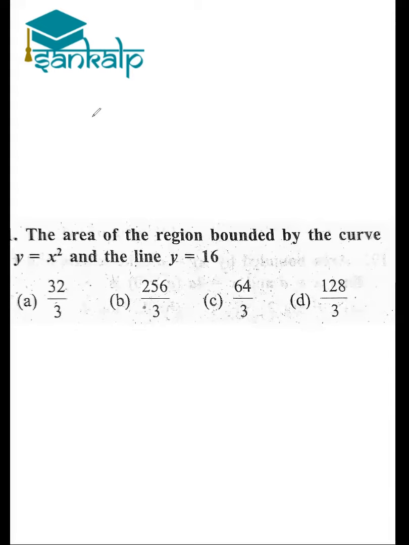So here we have x-axis, y-axis, and this is the curve which is opening upwards. This is a parabola which is opening upwards, and this is the line y is equal to 16. So we need to calculate the area which is bounded by the curve, x-axis and y equal to 16.